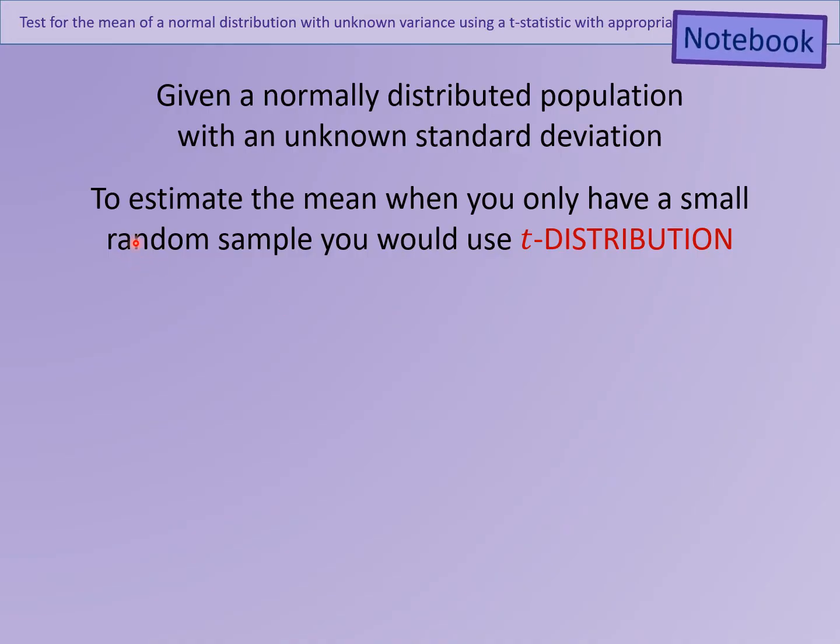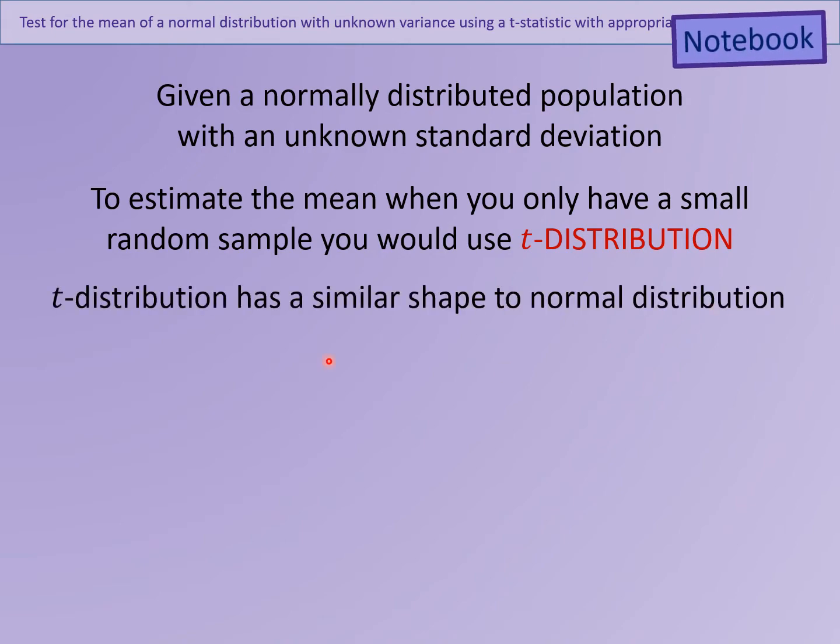If your sample is small, and by small I would put less than 30, then you should use t-distribution rather than normal distribution. So if it's an unknown standard deviation and a small sample, anywhere between 1 and 30, then we'll use t-distribution. Over 30, let's say you had 100 pieces of data or 1,000 pieces of data, then yes, you can use normal distribution.